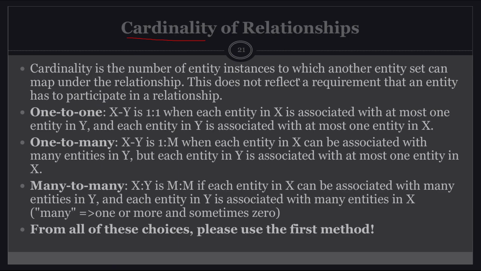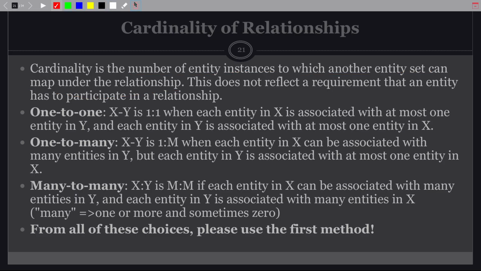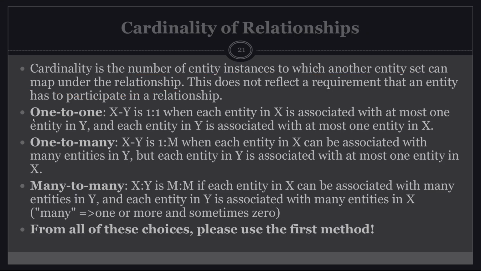Next is the cardinality of a relation. Now, cardinality, according to the definition here, is the number of entity instances to which another entity set can map under the relationship. This does not reflect the requirement that an entity has to participate in a relationship. Okay, so let's start with one-to-one, okay?